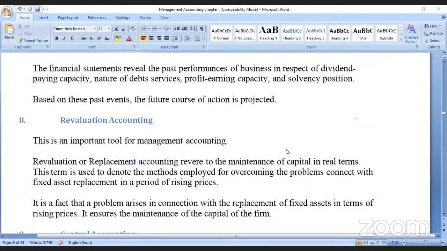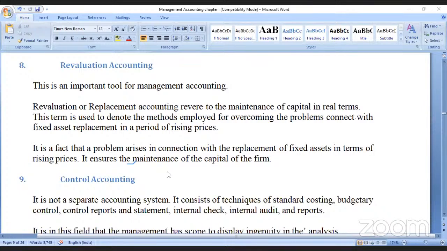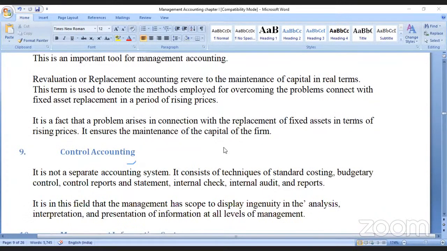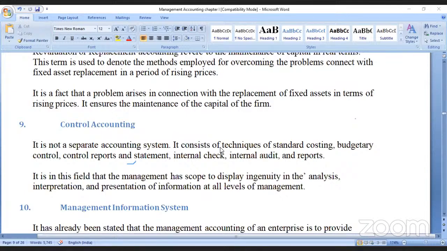This is also one of the important tools or techniques in management accounting. Revaluation or replacement accounting helps maintain capital in real terms. Whatever financial accounting data we prepare is based on book values, not market values, only historical values. The price always changes, and as prices change, we also revaluate the accounting.